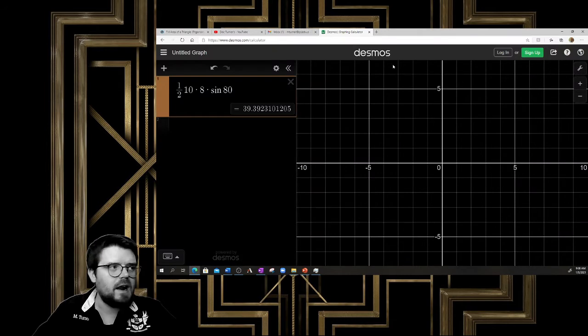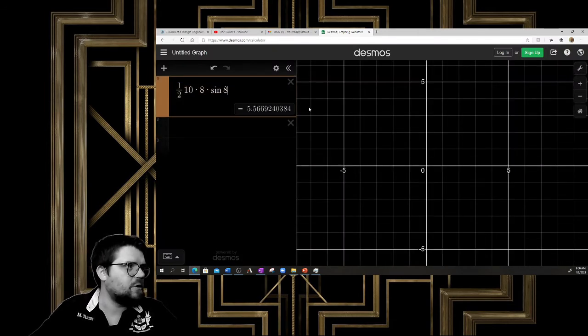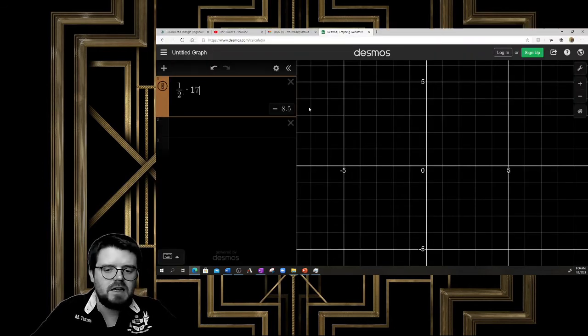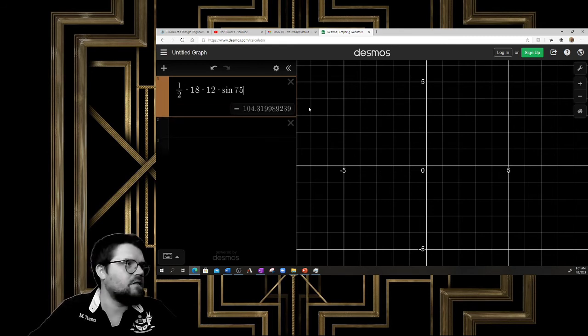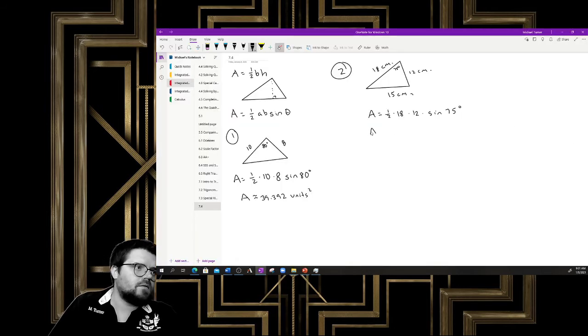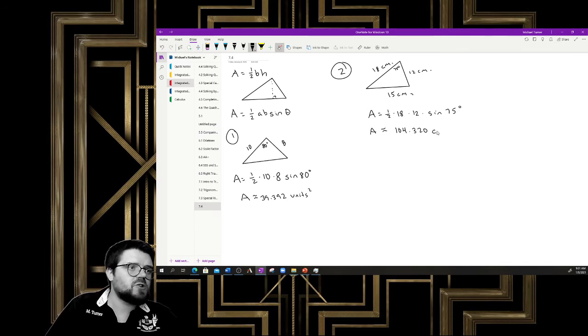I do expect you to write out the formula before you calculate it, just so I can see that you're doing the proper setup. Don't just give me an answer. This is 1/2 times 18 times 12 times sine of 75 degrees, which gives me an area of approximately 104.320. And because this was centimeters and we're talking about area, that is a square unit of measurement, so centimeters squared.